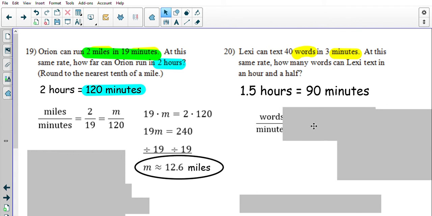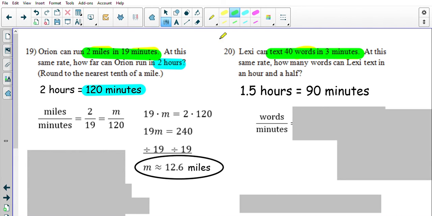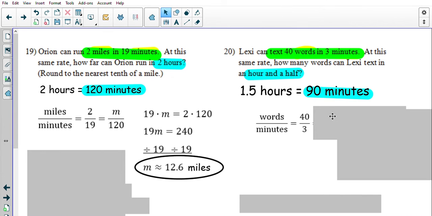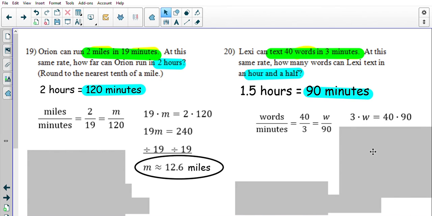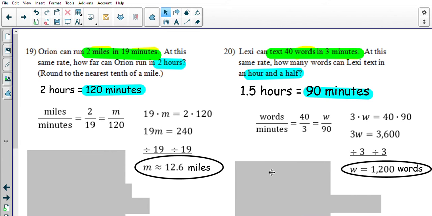So we're looking at words and minutes. We know that she can text 40 words in 3 minutes, so that's 40 over 3. And we want to figure out how many words she can text in an hour and a half, which again is 90 minutes. Minutes is on the bottom, so we'll put 90 on the bottom here, W for words on the top. So 40 words, 3 minutes, W words, 90 minutes. We've got 3 times W equals 40 times 90, which is 3W equals 3,600. Divide both sides by 3, and hopefully she's not texting for a full hour and a half, but she can text 1,200 words.